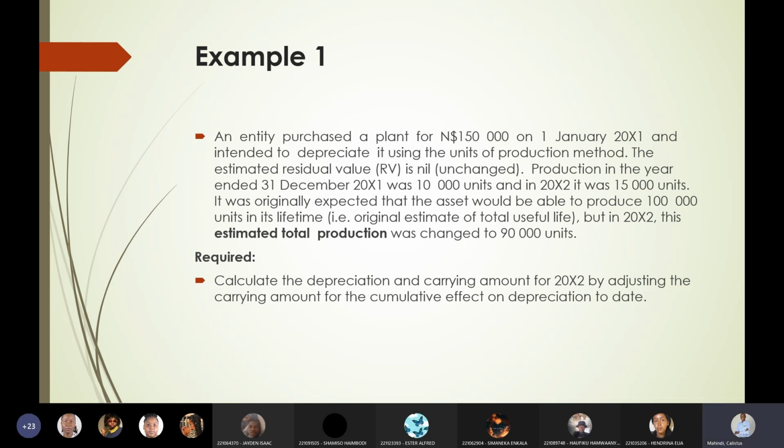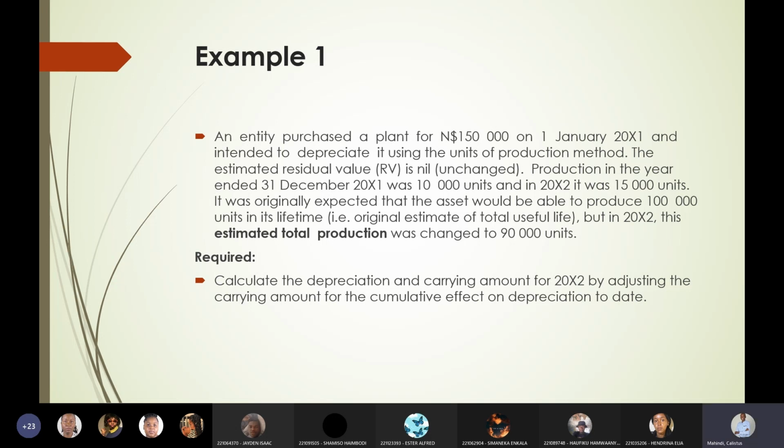So how do we know that we're supposed to use the cumulative catch-up method? It is stated in the question: calculate the depreciation and carrying amount by adjusting the carrying amount for the cumulative effect on depreciation to date. So you see the word cumulative effect? That means you should use the cumulative catch-up method.